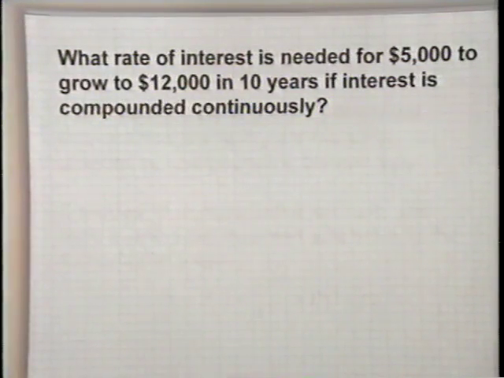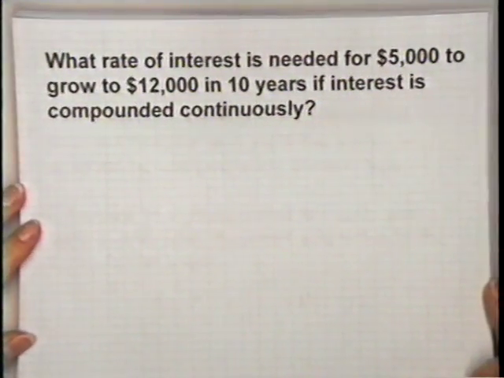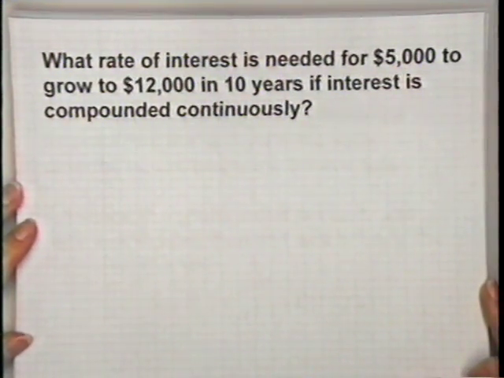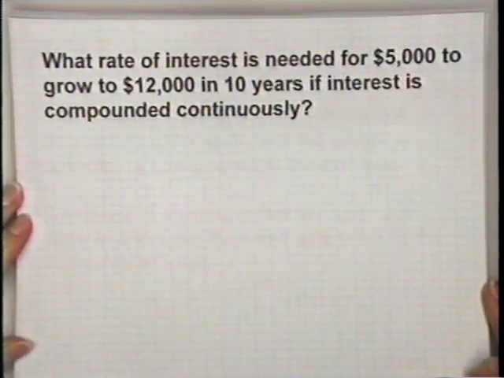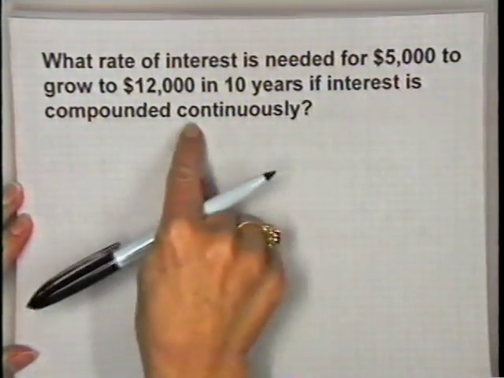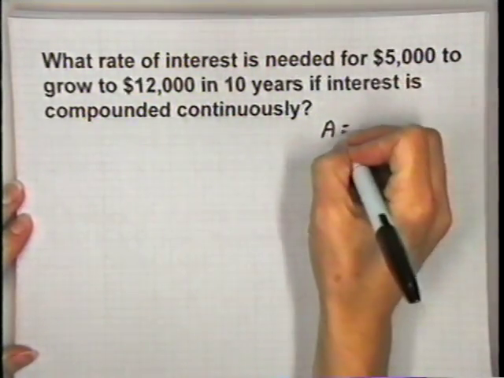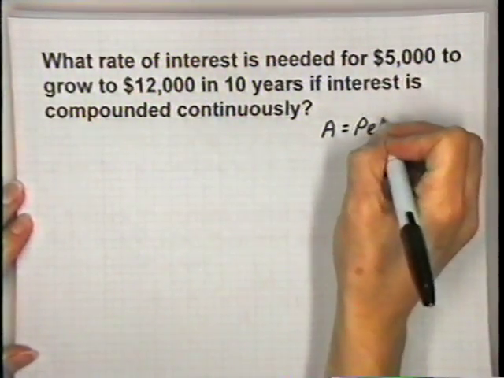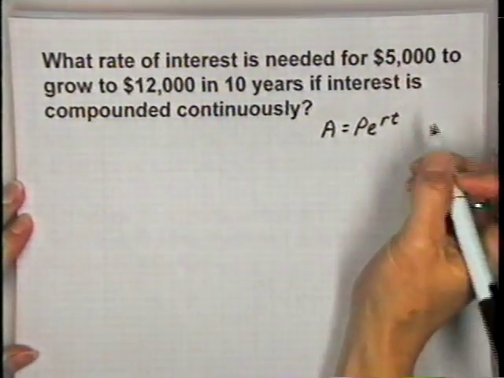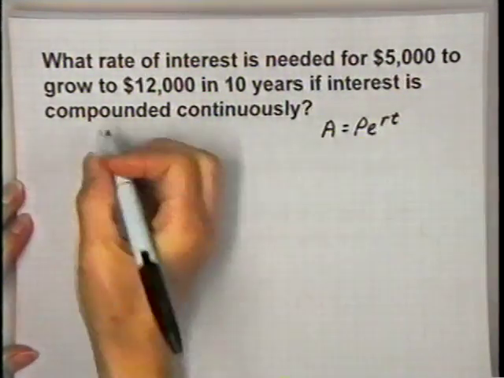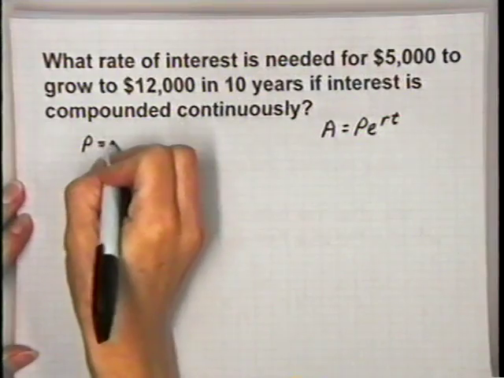What rate of interest is needed for $5,000 to grow to $12,000 in 10 years if interest is compounded continuously? Now again, I noticed that compounded continuously. So again, I'm thinking about that new formula, A equals P times e to the rt. 5,000 is our principal, isn't it? That's what we're going to invest.